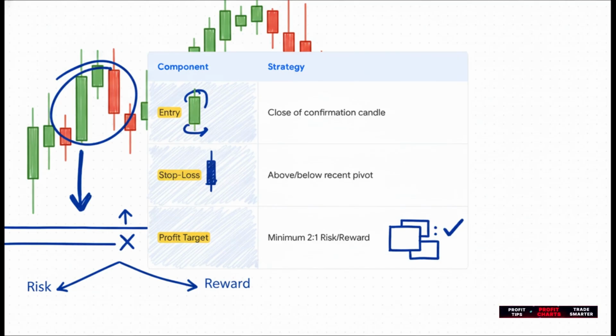And finally, you have to know where you're getting out for a profit. Aim for at least a 2-to-1 risk-reward ratio or target the next major support or resistance level. Having a plan for all 3 parts, entry, stop, and target, is completely non-negotiable.